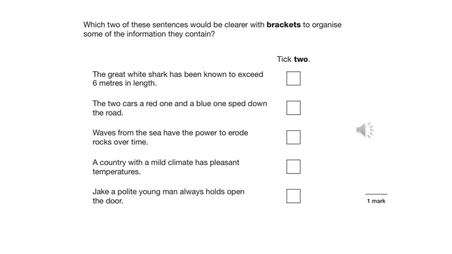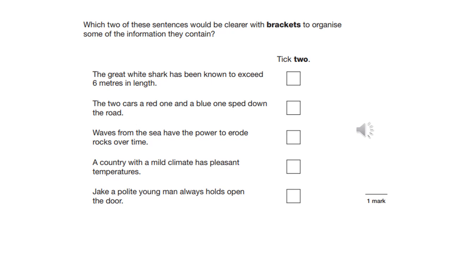Okay, well done everybody. If we go down the list, hopefully you saw that sentence 1 doesn't need any brackets for it to make sense. Sentence number 2 does need brackets to help organise the information. The main clause is the 2 cars sped down the road. So a red one and a blue one are adding extra information to those 2 cars, so I should have brackets around that part.